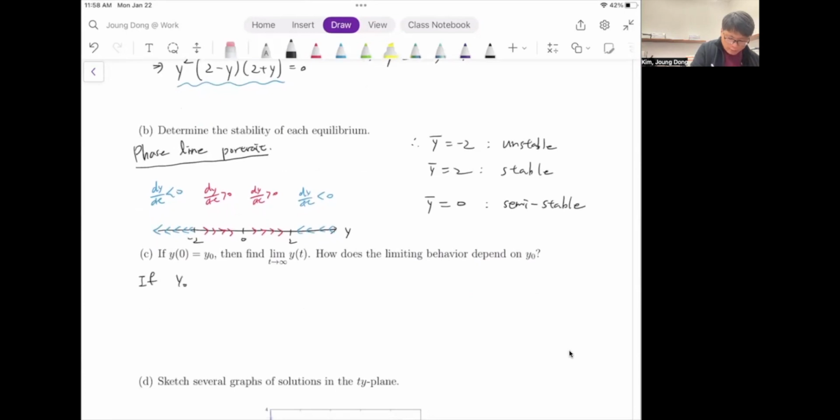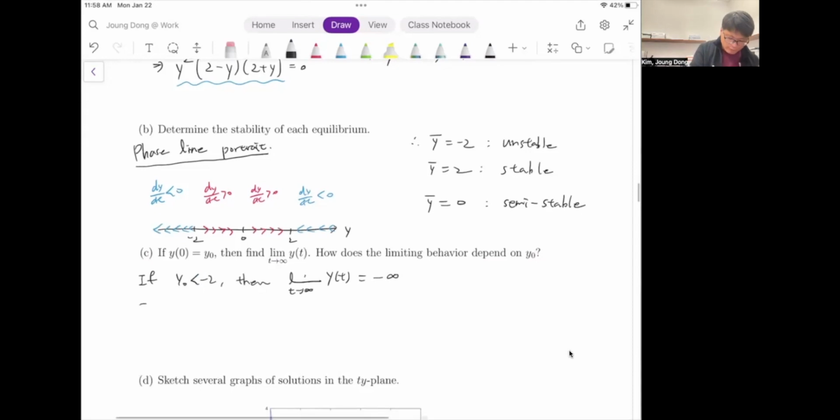So here we go. If my y0 is less than -2, then the limit as t goes to infinity of my solution curve is minus infinity. That's it. And what about the case where y0 is exactly -2? It is an equilibrium, which means your solution stays at the equilibrium solution, so it will be -2. If y0 is exactly -2, then my solution curve stays as the horizontal line. Now let's move to bigger than -2.